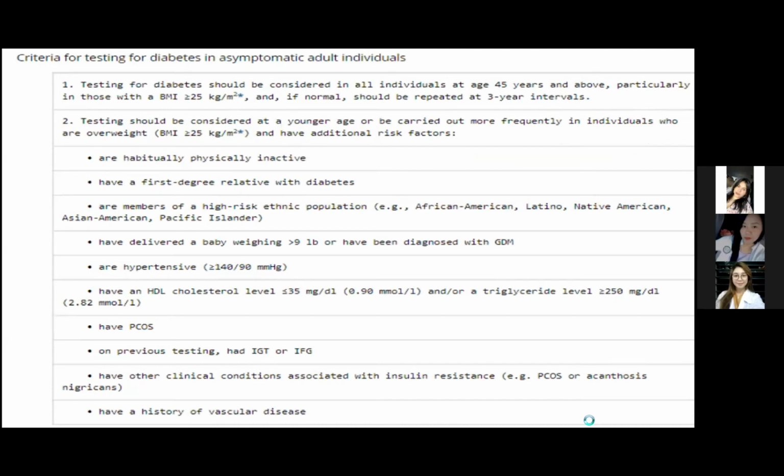Another is testing for asymptomatic individuals with diabetes. Testing for diabetes should be considered from the age of 45 and above, particularly for those with BMI greater than or equal to 25 kilogram per meter squared, and if normal should be repeated at 3-year intervals. We also have to consider younger age, carried out more frequently in individuals who are overweight with that kind of BMI range.